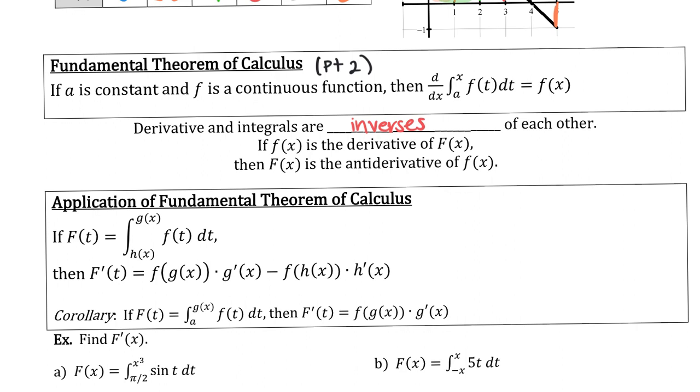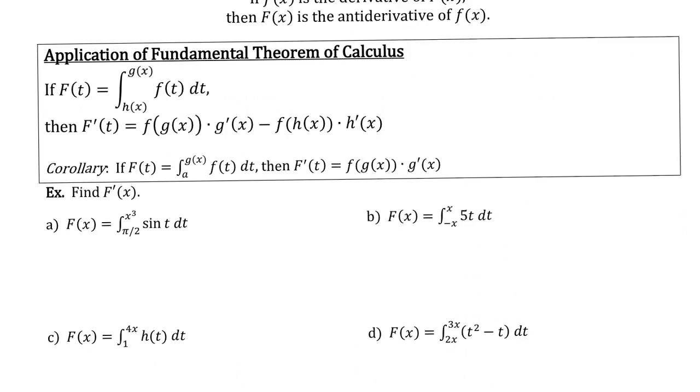They're inverses. We normally use the lowercase f of x to represent the derivative of the capital F of x. And that means that the opposite is also true. Capital F of x, which is normally the integral, is also called the antiderivative of f of x, because it's like the inverse derivative of f of x. They are inverse functions of each other. Now let's consider an application of the fundamental theorem of calculus. In this case, they're saying capital F of t is the integral from h of x to g of x of f of t dt.